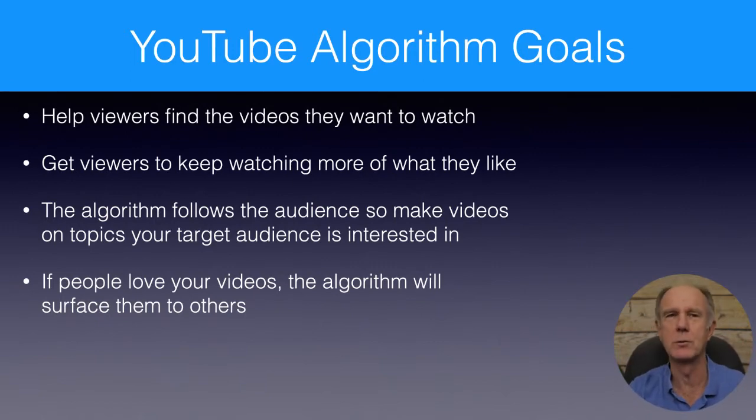But if you suddenly go to, say, how to raise a cat, then the algorithm will know that the audience is not interested in cats. They're interested in COVID-19. So you don't want to change your topics so often when it comes to feeding the algorithm what it wants for serving the audience. If people love your videos, then the algorithm will surface them to more people.